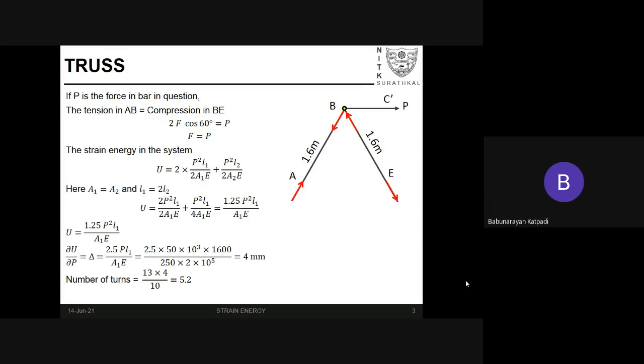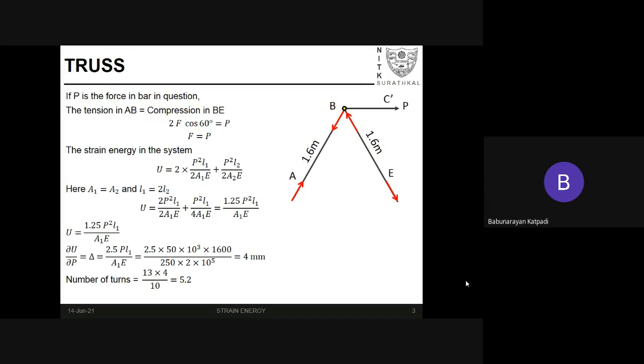We set up strain energies in terms of the bar forces. You know the bar forces now. All bars are now suffering a force of P. We write the strain energy equation. That is, the strain energy total in the system is, we have two bars of length L1, that is 1.6 meters, and one bar of half the length, L2, only half because we have a turnbuckle at the center. And all bars have the same area, so A1 is equal to A2.